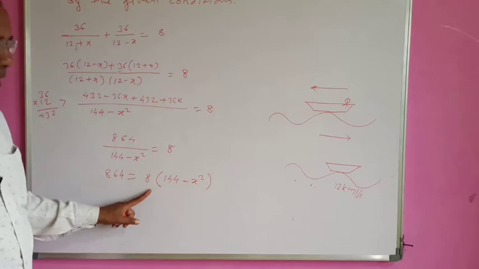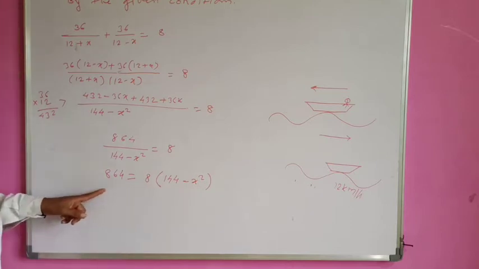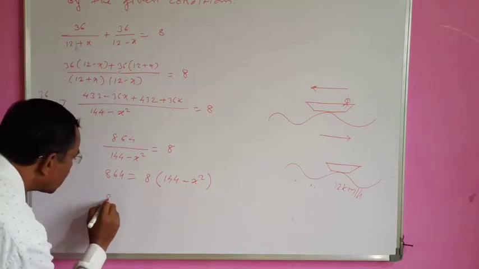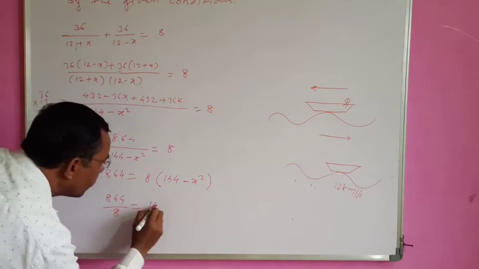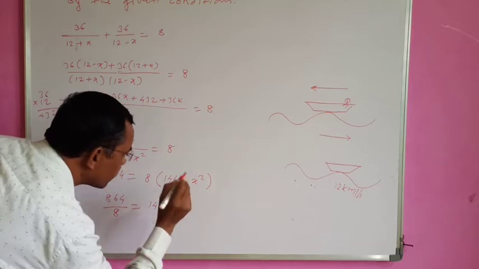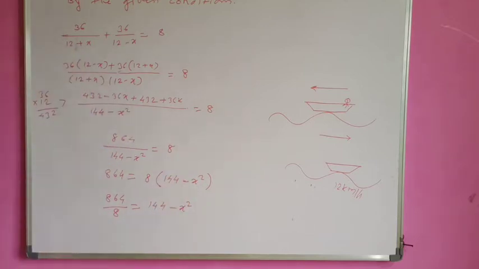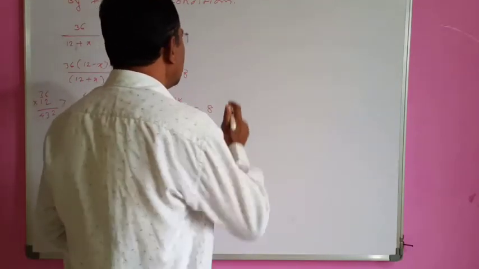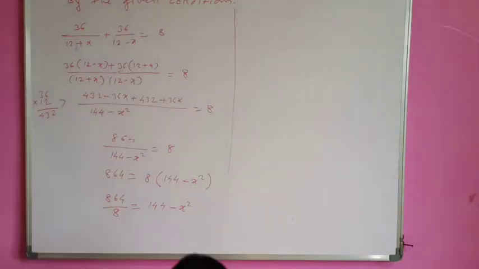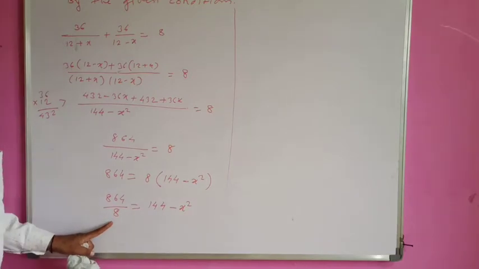8 is multiplied here, therefore 8 becomes divided here. 864 divided by 8 is equal to 144 minus x square. It becomes in this way. Now we will continue here. See here, what will be the answer here? We have to divide by 8.